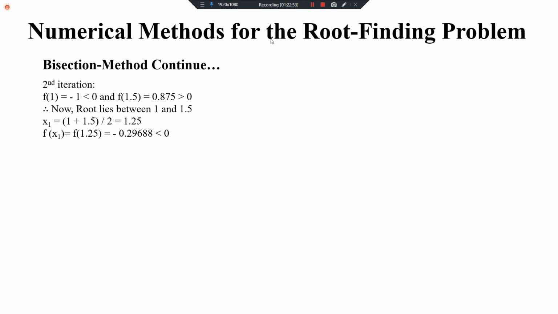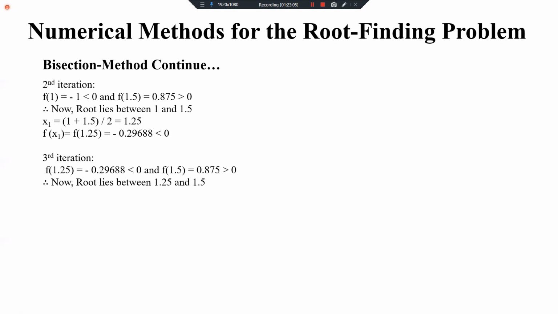Okay, let's see the answers. New third iteration. Have you found this one? Then in the third iteration, your root lies between 1.25 and 1.5, isn't it? If yes, in the chat box, put yes, okay?